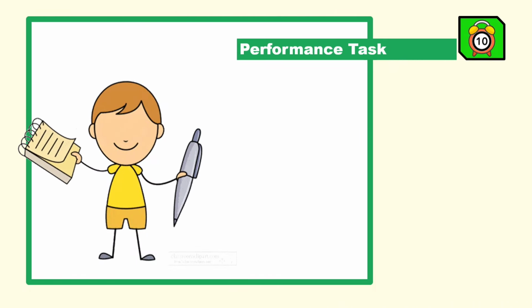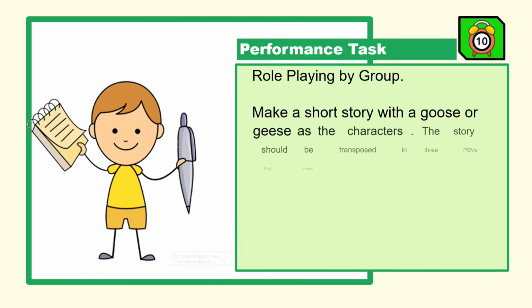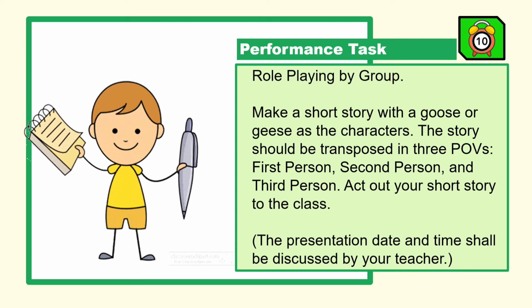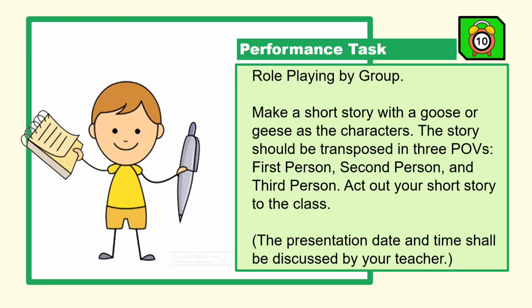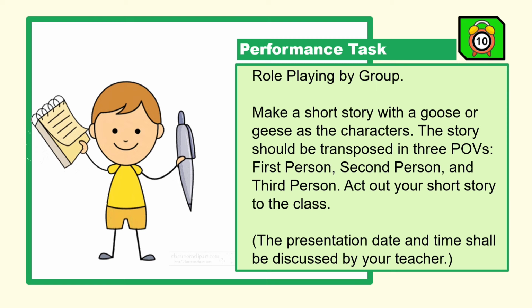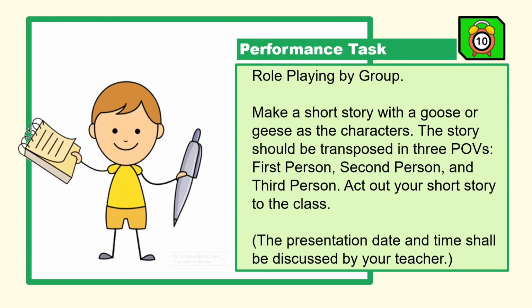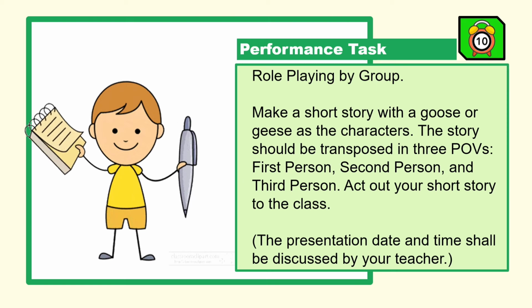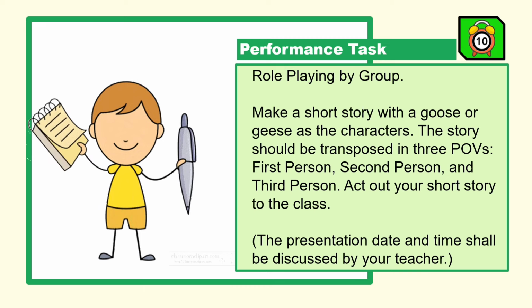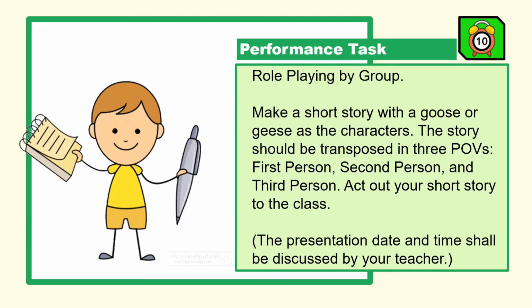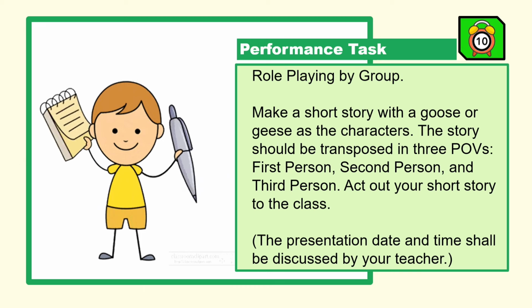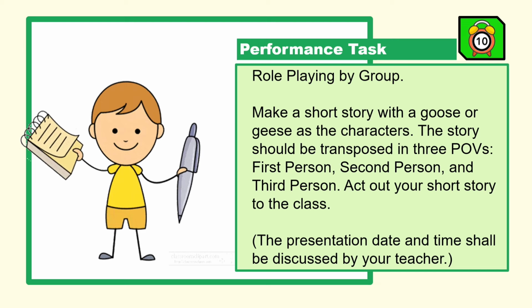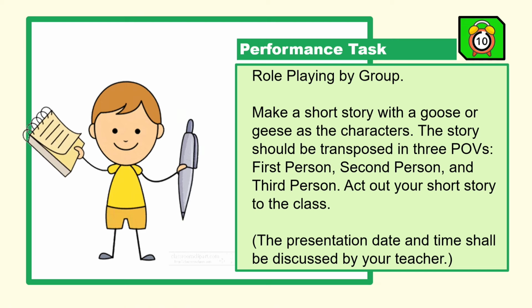Let's now proceed to this performance task. Role playing by group. Make a short story with a goose or geese as the characters. The story should be transposed in three POVs, or points of view: first person, second person, and third person. Act out your short story to the class. The presentation date and time shall be discussed by your teacher.